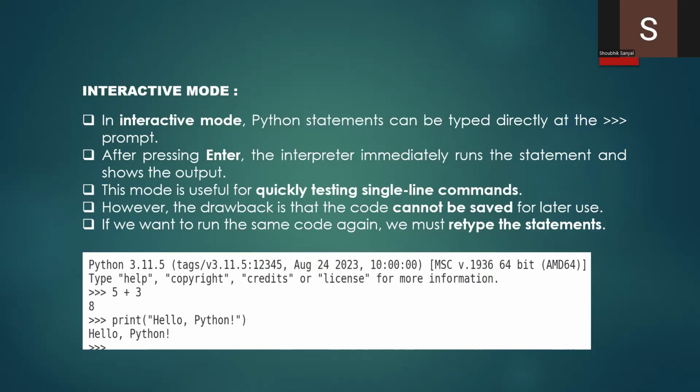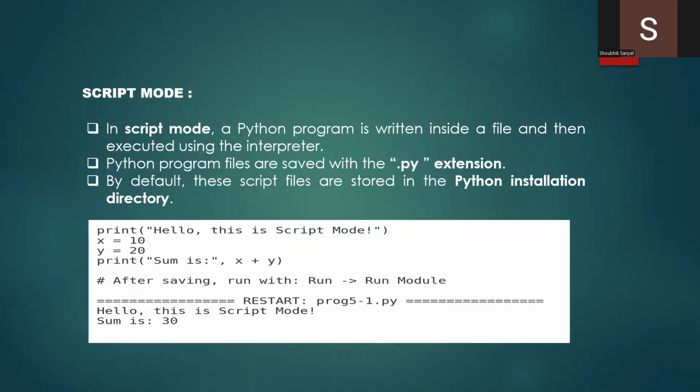Now there is another mode, which is script mode. What is script mode? Script means when you are writing a script, that means you are writing the whole code. That is called a script. So in script mode, a Python program is written inside a file and then executed using the interpreter, like the screenshot that I have shared here.